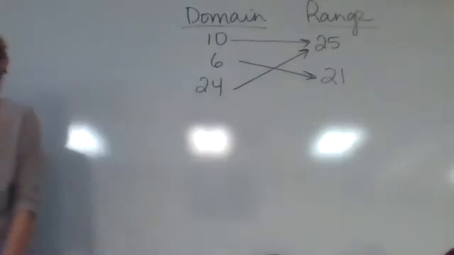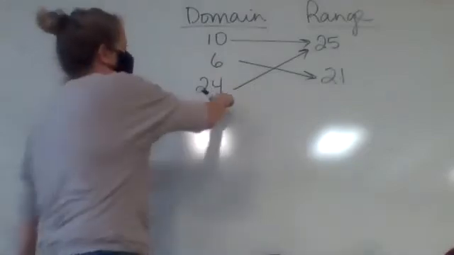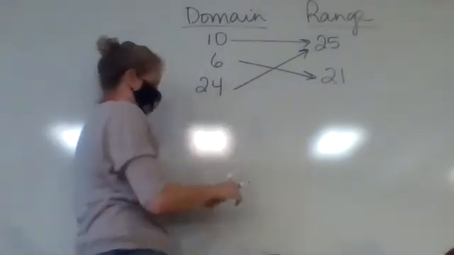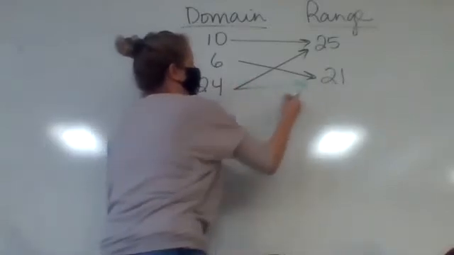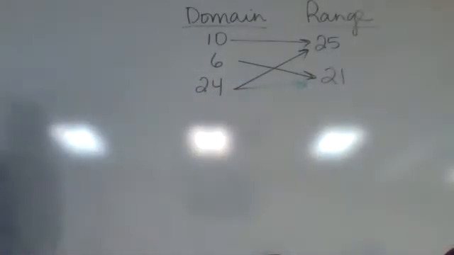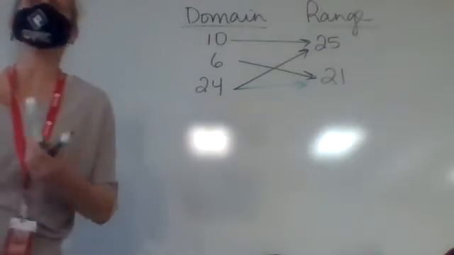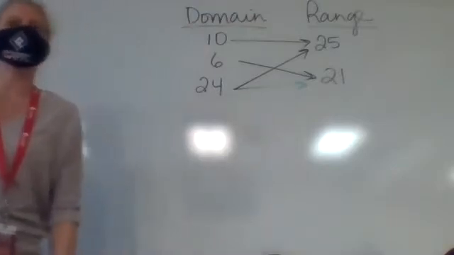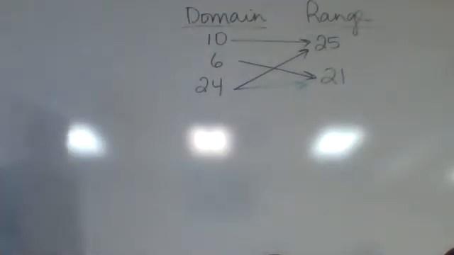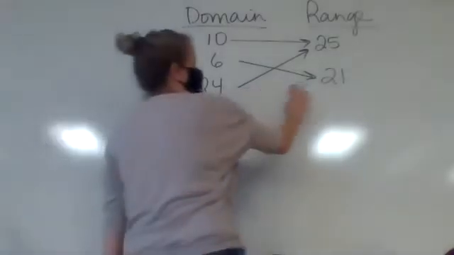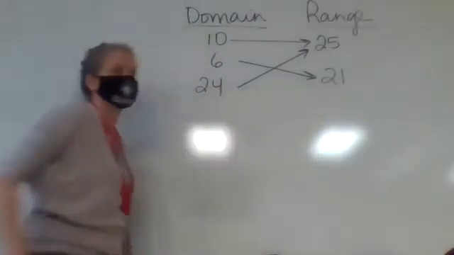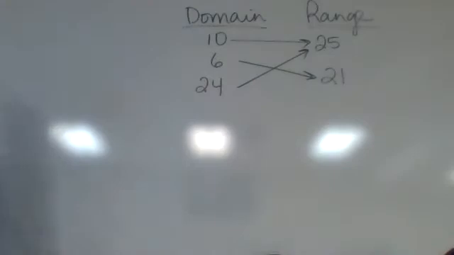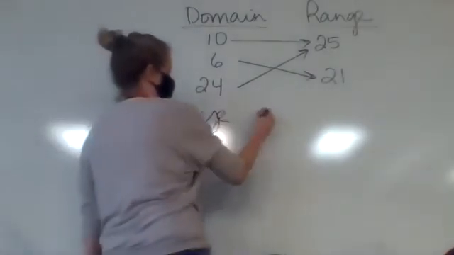This is what it would look like if it was not a function. It would have one of these numbers, we'll just say 24, going to 25 and 21. That's what would make it not a function: if one of the numbers in the domain had 2 arrows coming out of it going to 2 different numbers in the range. See the difference? Since none of the numbers went to 2 different numbers, yes, this is a function.